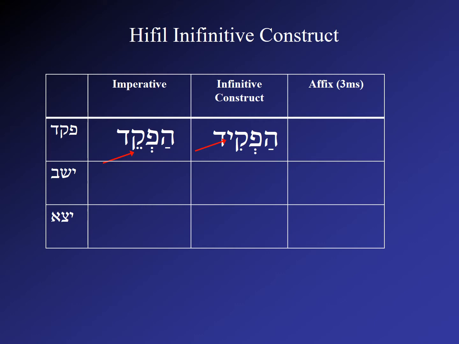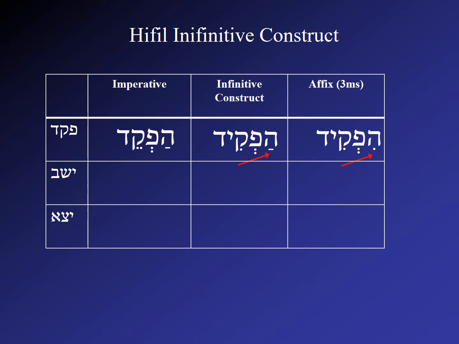Notice that the infinitive construct looks a lot like the affix, hifqid. The difference, of course, is the A class vowel versus the E class vowel. So imperative, haphqed, infinitive construct, haphqid, affix, hifqid.